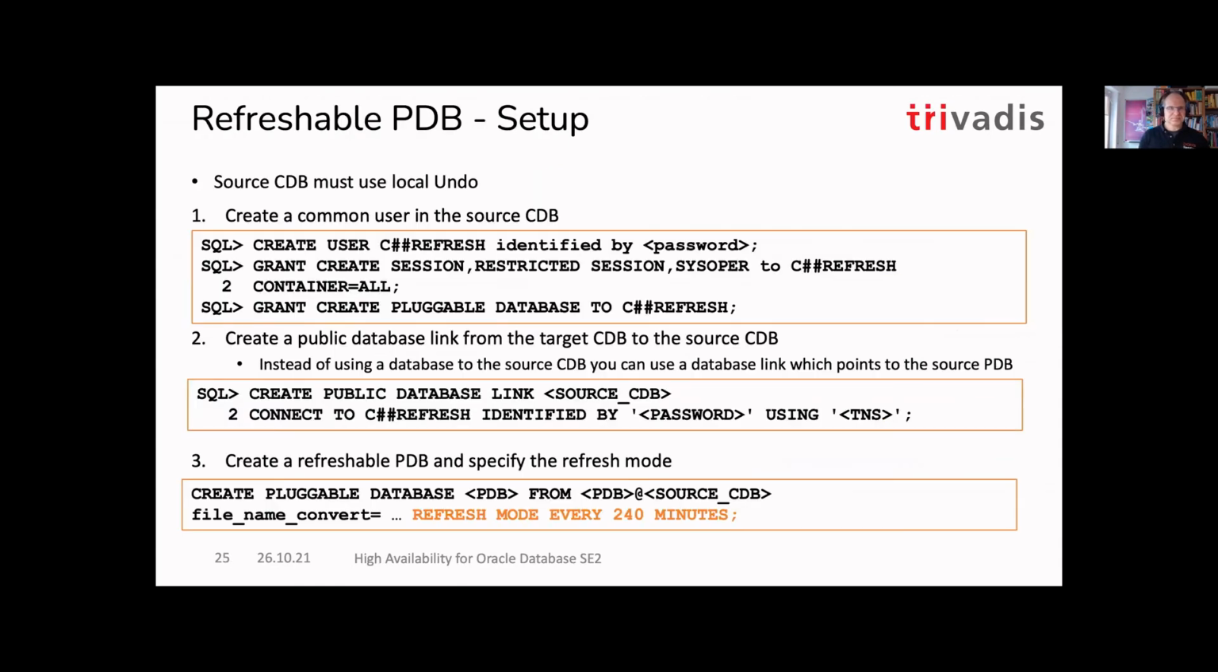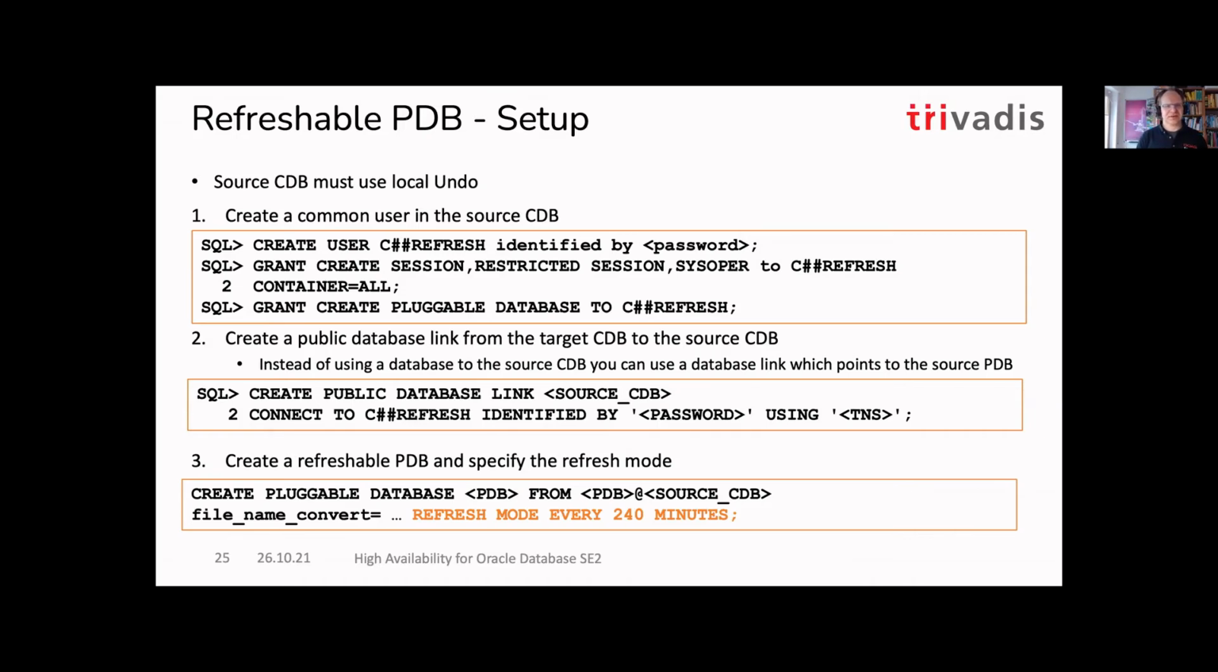So how to set up a refreshable PDB? We need a common user in the source database. The source database must use local undo, which is standard since 12.2. But just to mention it, we need a common user with create session privilege, restricted session privilege, and this over privilege, which is, in my opinion, a little bit not funny, but astonishing.